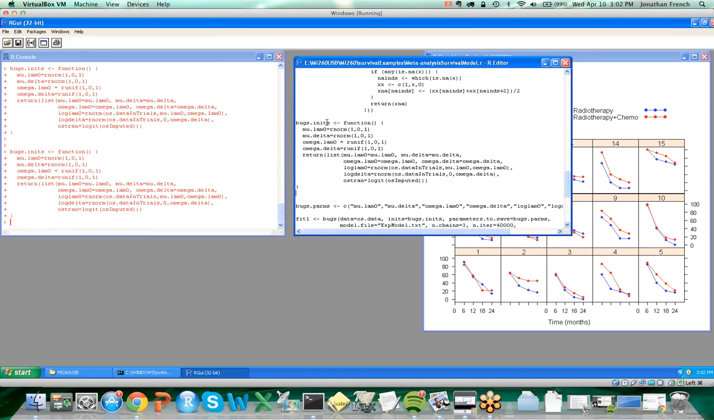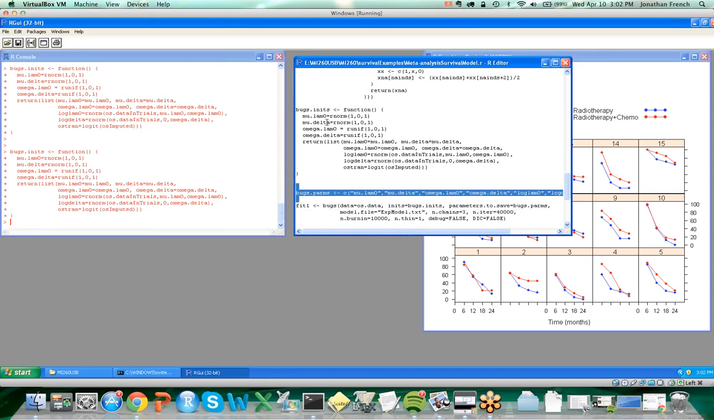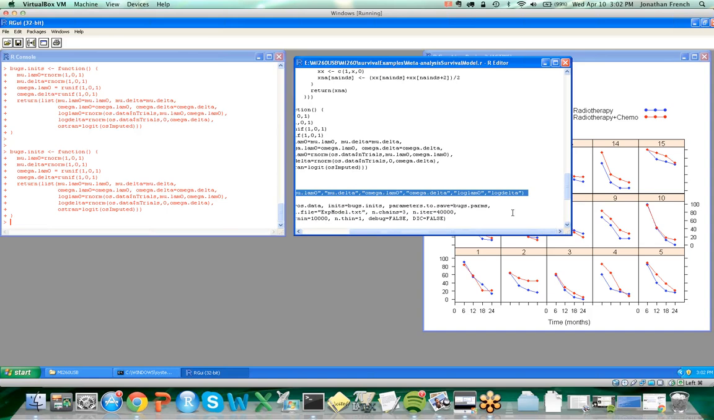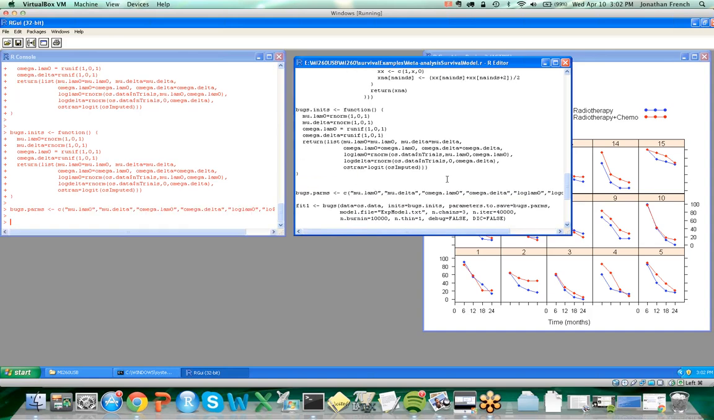So we'll go ahead and run that, and then tell it the parameters I want to monitor, which in addition to the 4 basic parameters of the model, will monitor the individual study level estimates of the log of lambda and the log of delta. And then we'll go ahead and fit the model.